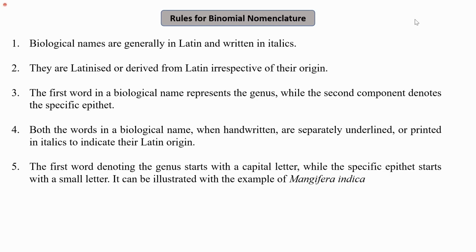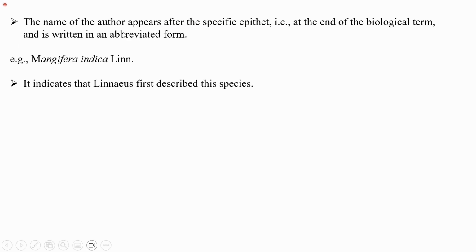So this was about the rules of the binomial nomenclature. Also, in some cases, the name of the author appears after the specific epithet, that is at the end of the biological name, and is written in an abbreviated or short form. For example, Mangifera indica Linnaeus. So it indicates that Linnaeus first described this species. So this can be written if we want to mention the name of the scientist who has discovered or described the species.